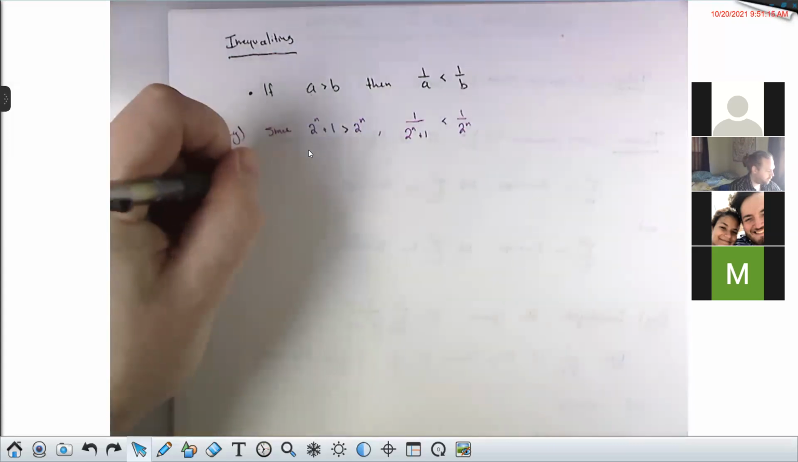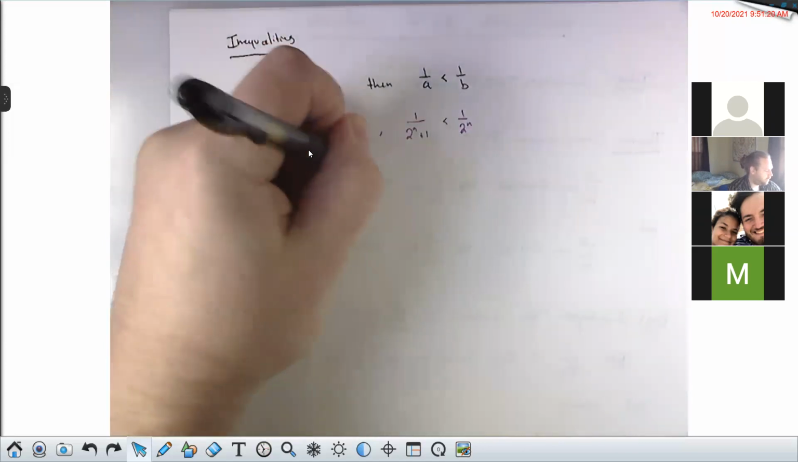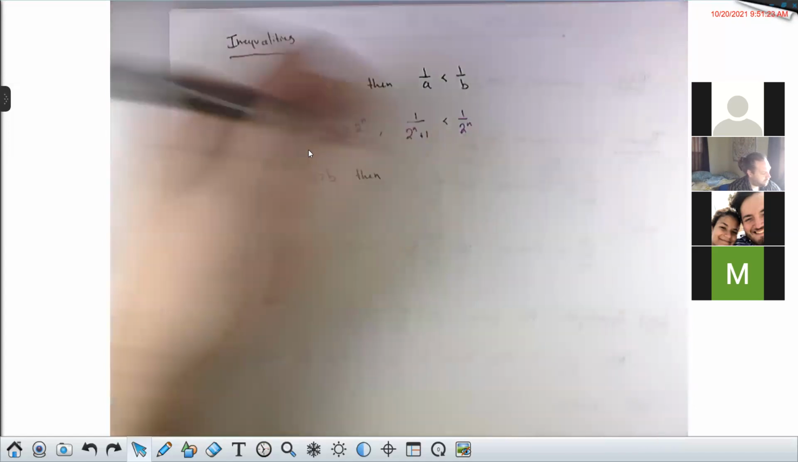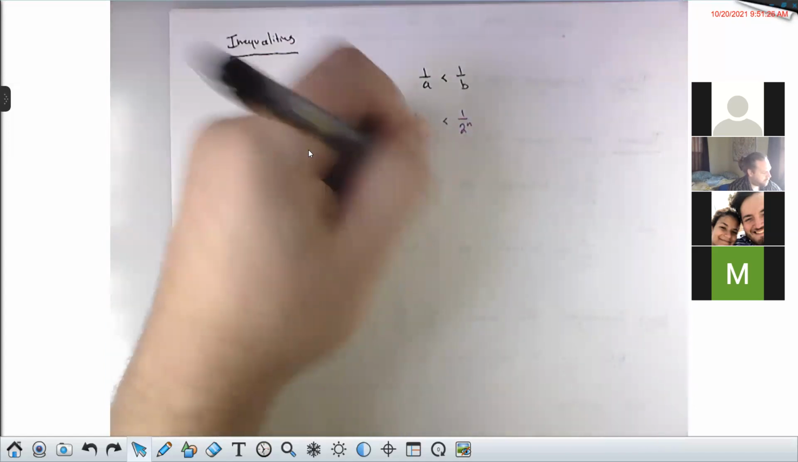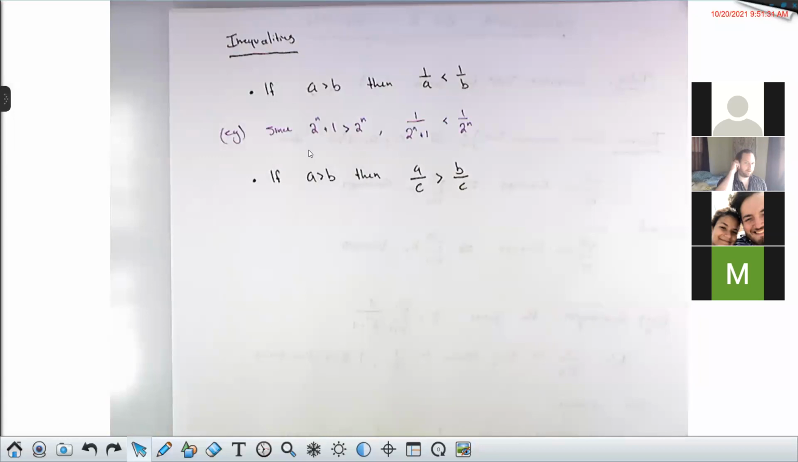Here's another one. If A is greater than B, then A over C will be bigger than B over C. So if you have two fractions with the same denominator, and one of them has a larger numerator, then the one with the larger numerator is bigger, right? It's like 10 over pi is bigger than 4 over pi, because 10 is bigger than 4. I would say that these are the two main tools we're going to use for building inequalities related to the direct comparison test.